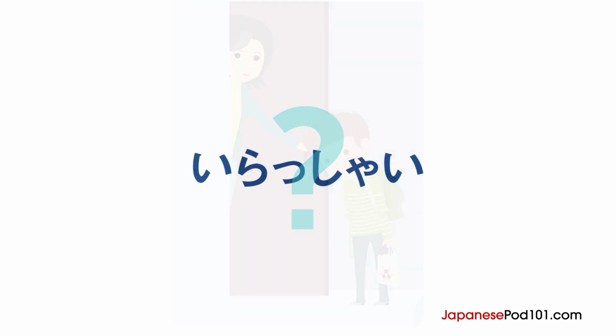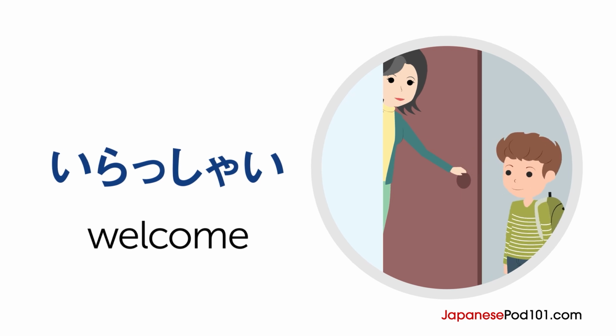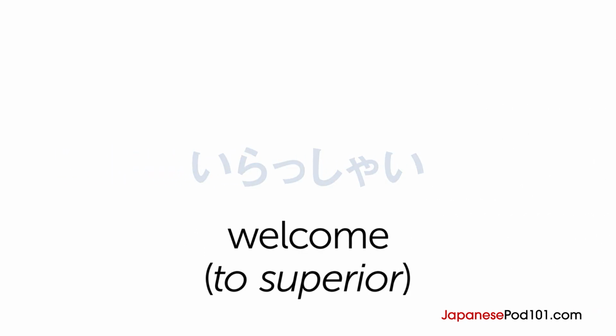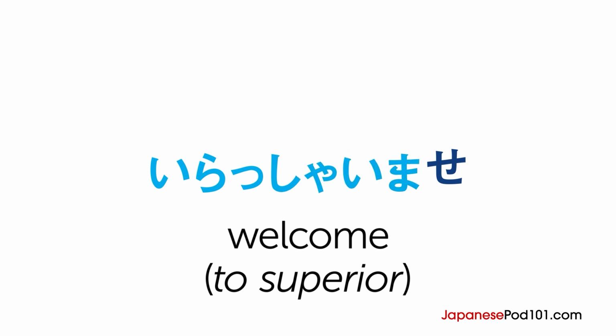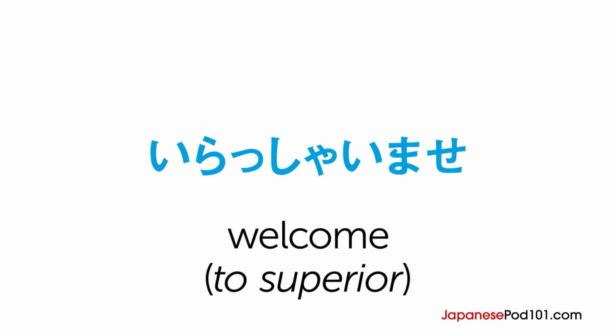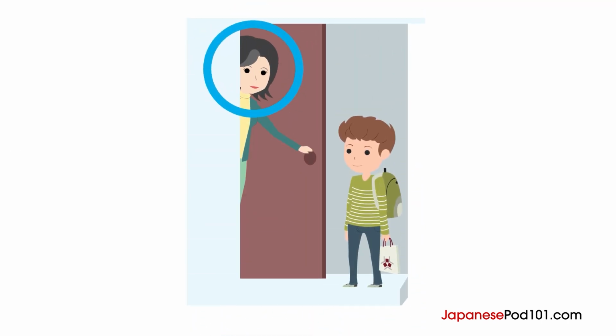In the scene, how did Taichi's mother welcome Ben? いらっしゃい。This phrase means welcome. It's used when you are welcoming your friends to your house. If you want to welcome someone superior to you, you say, いらっしゃいませ。You will often hear shop clerks saying this phrase when you enter a shop. Now you try. Say Taichi's mother's line.